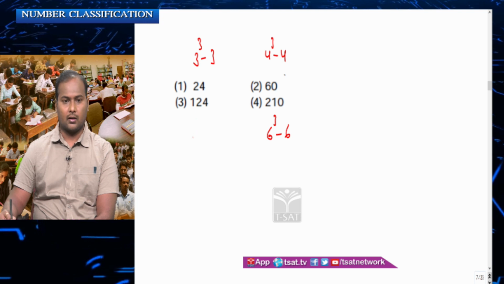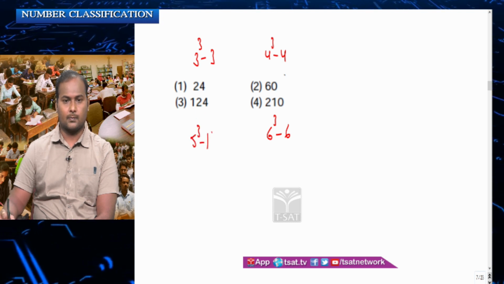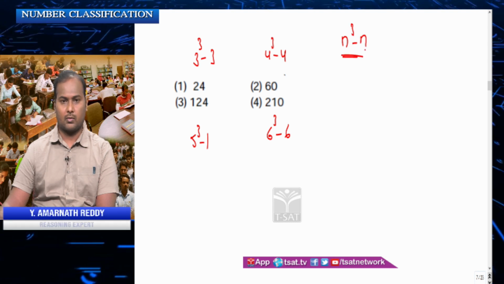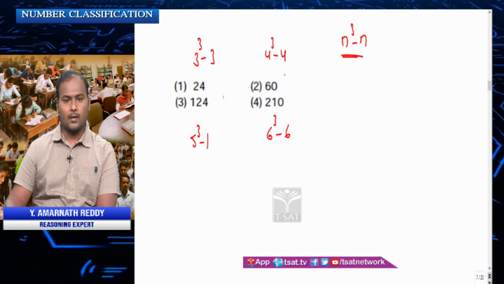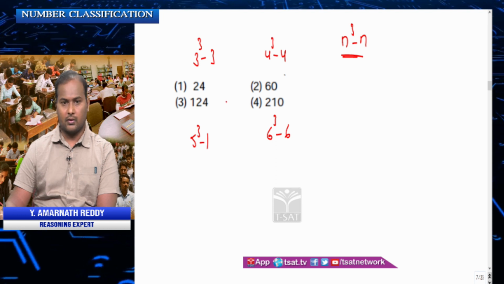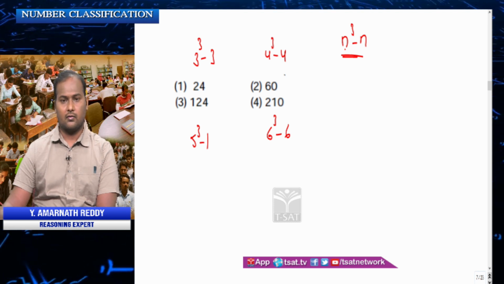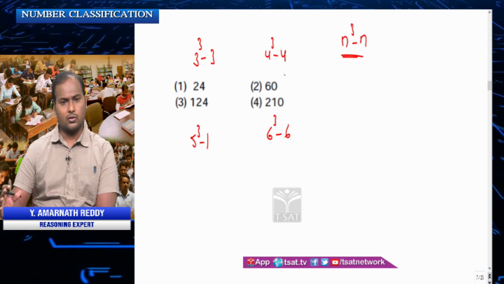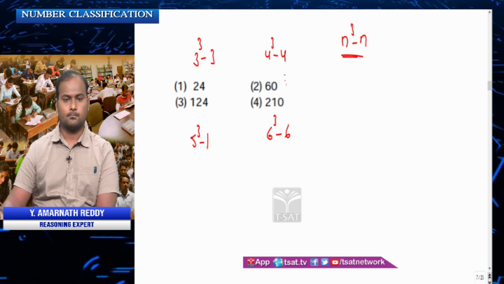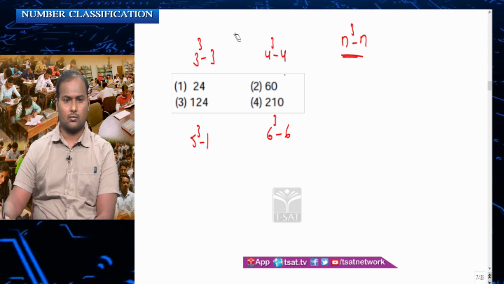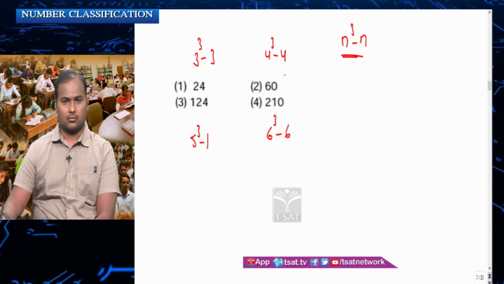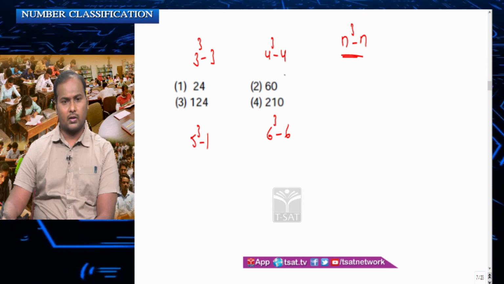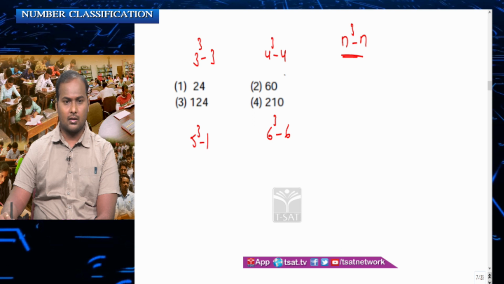See, 124 I can write as 5 cube minus 1. So, the format is n cube minus n. So we need to remember this. This is very, very important, that the formats of n cube minus n and n cube plus n and all the values near to cubes you should remember. Or sometimes it is not only the n cube minus n format, it can also be in another format as well.